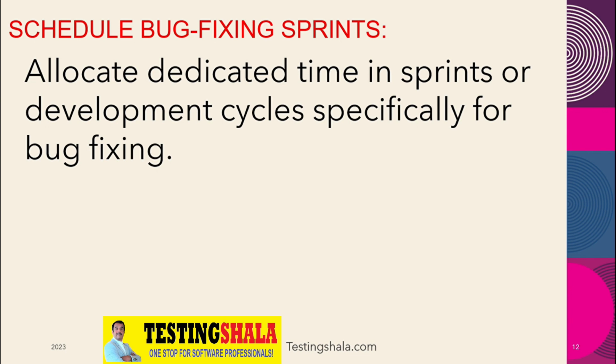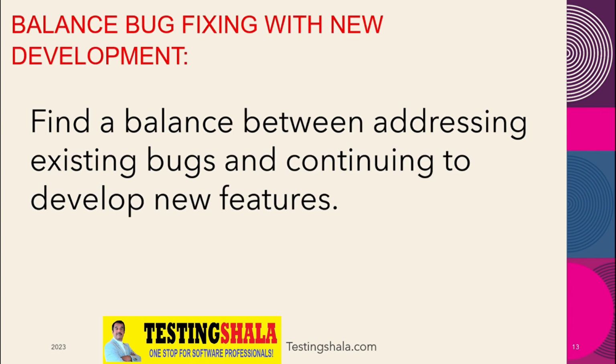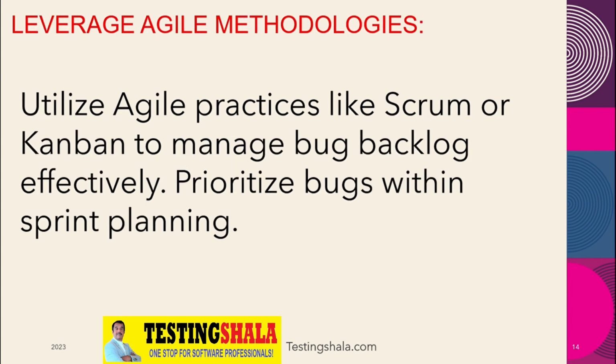Balancing bug fixing with new development is also very crucial. We cannot focus all our effort only on defect fixing; we should also concentrate on new features. We have to keep that in mind whenever we are planning defect backlog fixing. We should also leverage agile best practices to see how we can effectively plan the sprint for fixing this defect backlog.